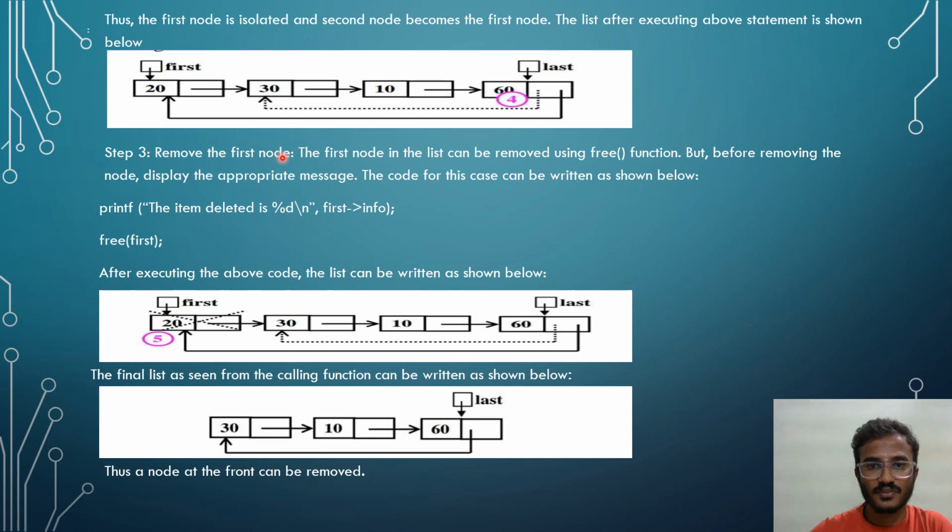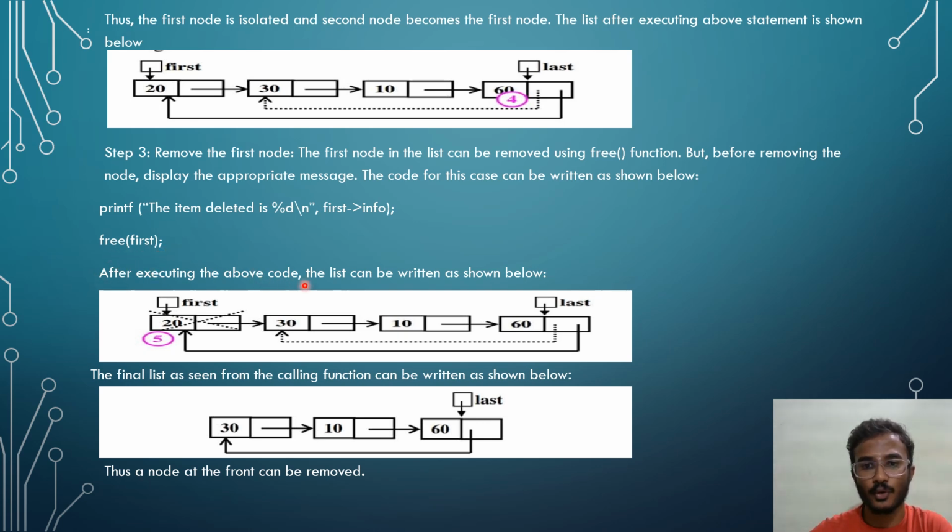Remove the first node. We have to remove this node. The first node in the list can be removed using the free function. But before removing the node, display the appropriate message. The code for this case can be written as shown below. Printf, print the item deleted. Free first means here we delete the first node.